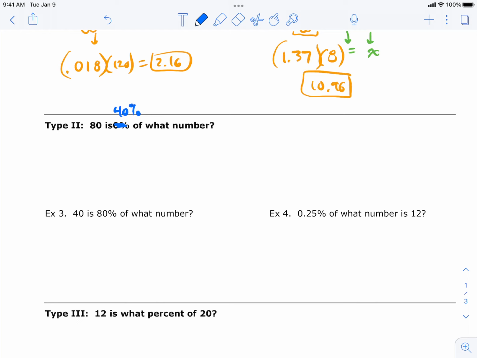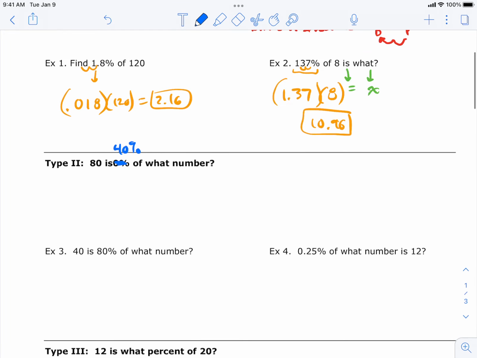So, 80 is 40% of what number? How can we do that? Well, remember that foreshadowing I was just talking about? That foreshadowing is here already. 80, well, that's 80. Is means equals. Is always means equals, right? This equals that. 40%. You turn that into a decimal. Of means times, and then what number? Well, you can use an X to stand for a number you don't know yet. Of what number? Cool.